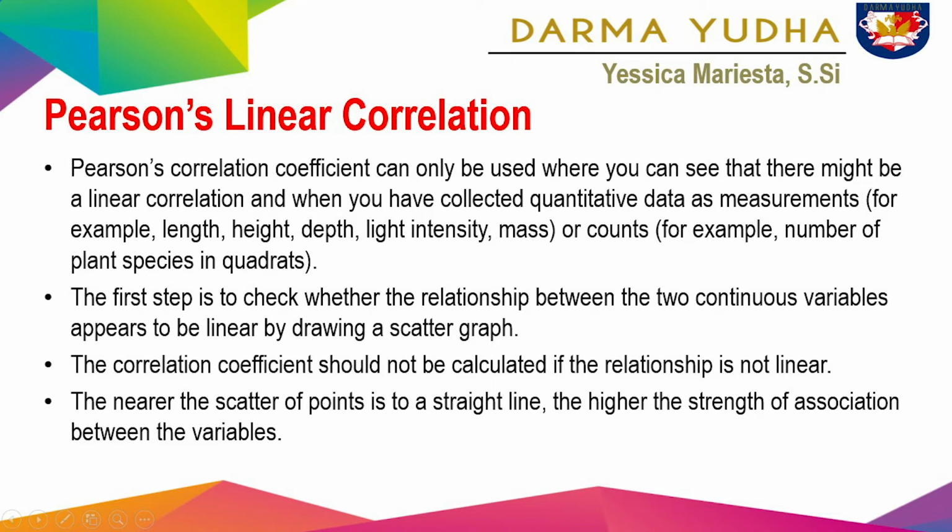The first step is to check whether the relationship between the two continuous variables appears to be linear by drawing a scatter graph. The correlation coefficient should not be calculated if the relationship is not linear. The nearer the scatter of the points is to a straight line, the higher the strength of the association between the variables.